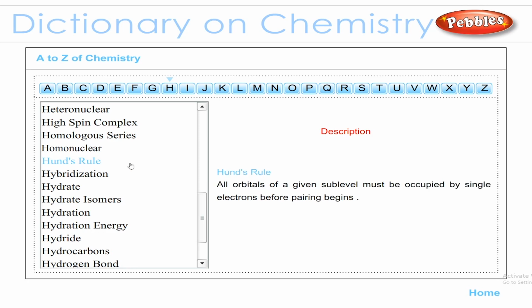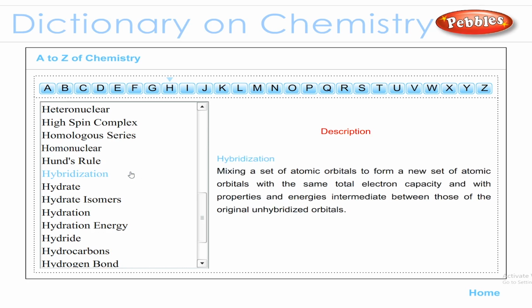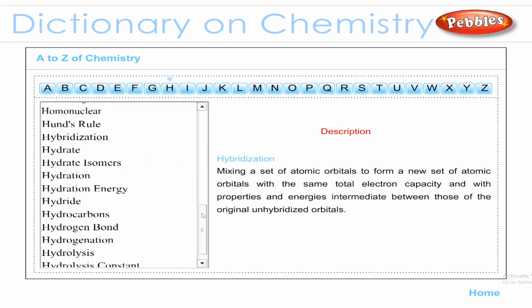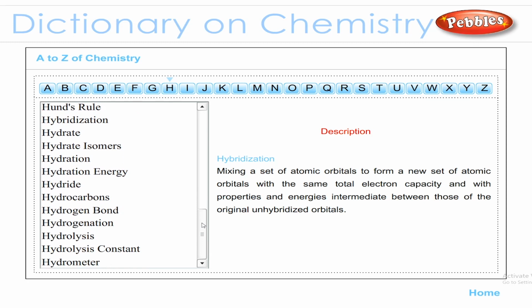Hund's rule. All orbitals of a given sublevel must be occupied by single electrons before pairing begins. Hybridization. Mixing a set of atomic orbitals to form a new set of atomic orbitals with the same total electron capacity and with properties and energies intermediate between those of the original unhybridized orbitals.